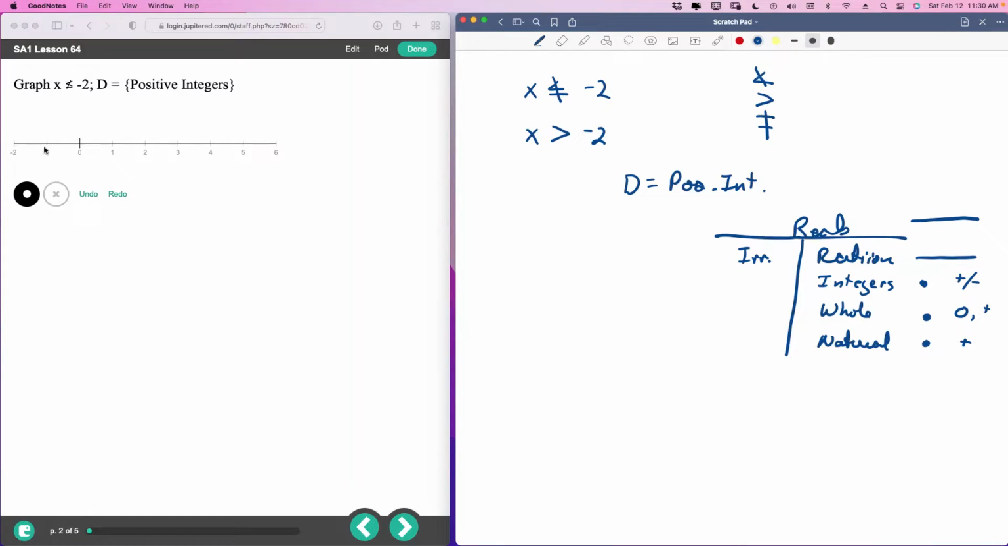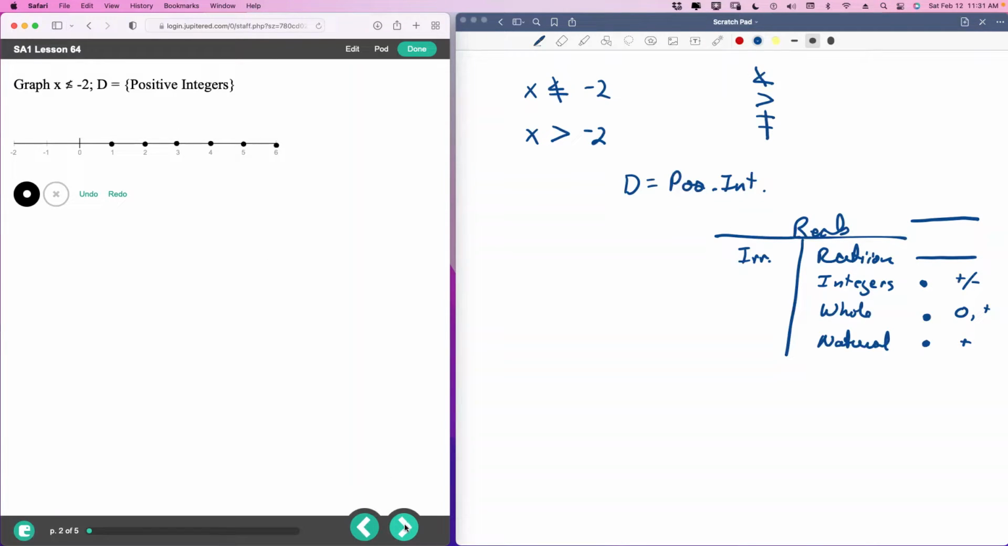So -1 is greater than -2, but it's not a positive integer. It's a negative integer. And 0 is neither positive nor negative. It's a neutral number, so we can't include it either. So we have to start at 1 and put a dot and a dot and a dot and a dot and a dot and a dot, because this is everything that is greater than -2 that is a positive integer. Okay? That's how we do this.